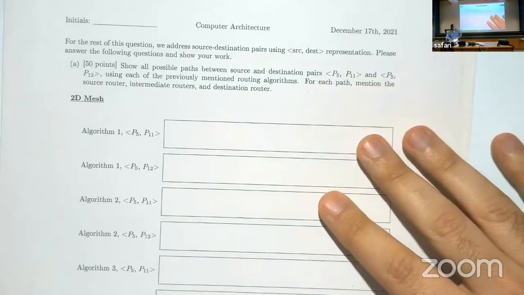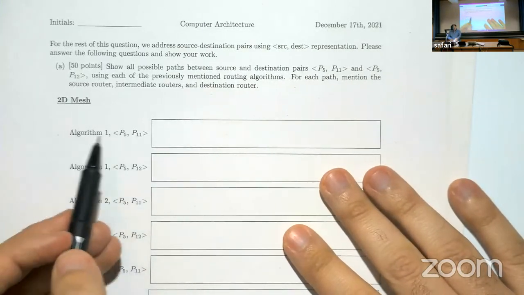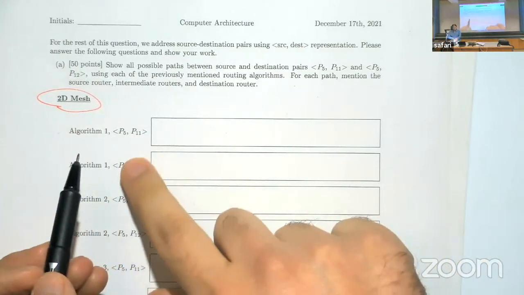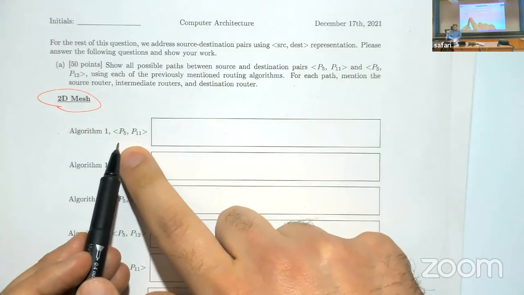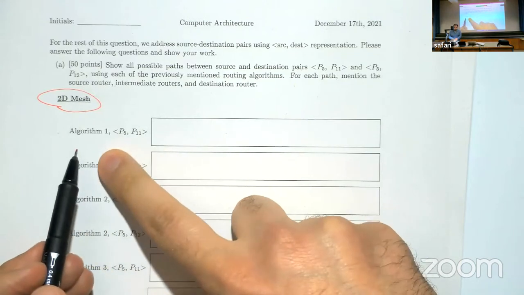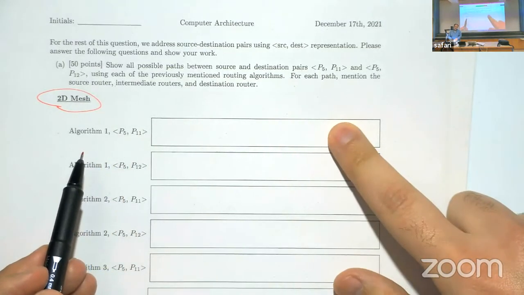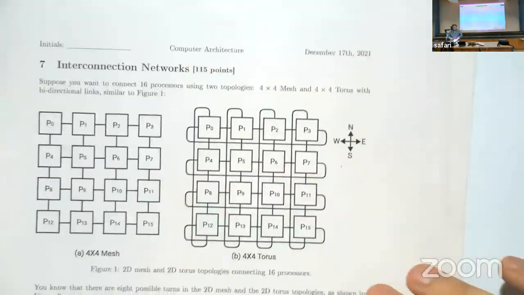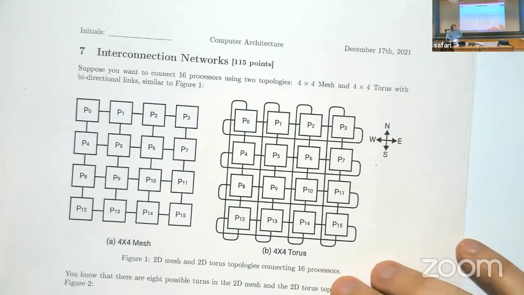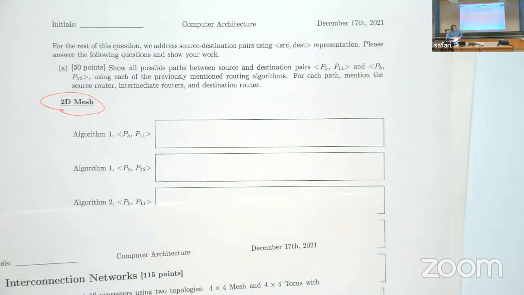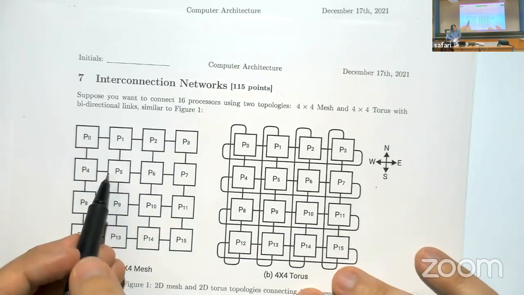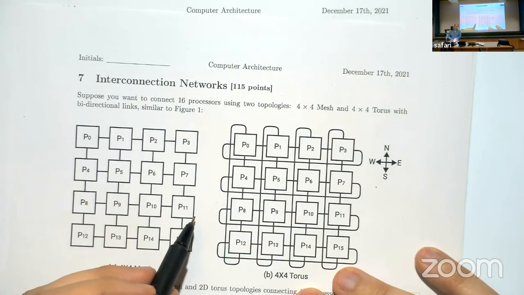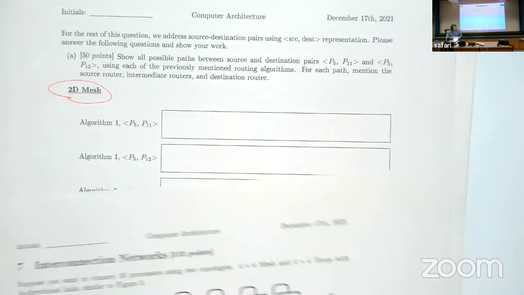Okay. So here, for the 2D mesh network, if you want to go from processor 5 to processor 11 using algorithm 1, what should be the path? We already know that algorithm 1 is XY routing. So processor 5 to 11, the path should be P5, P6, P7, and P11. Okay, sounds easy.